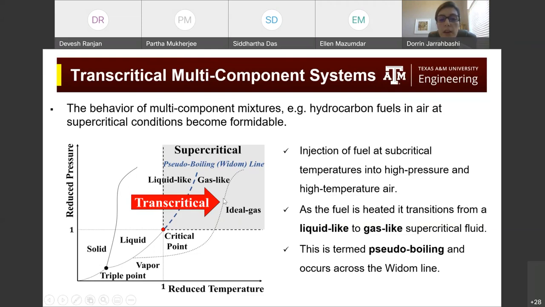So in terms of the phase diagram, we are dealing with a liquid fuel, which has a temperature below its critical temperature, which is injected into an environment at high pressure and high temperature, a supercritical environment. As this fuel is injected into such an environment, it will get heated and its properties transition from liquid-like to gas-like behavior. We use liquid-like and gas-like to distinguish this behavior from the classical liquid and ideal gas behavior, because we are talking about supercritical conditions. By crossing the pseudo-boiling line, which is this dashed line, this transition actually happens.